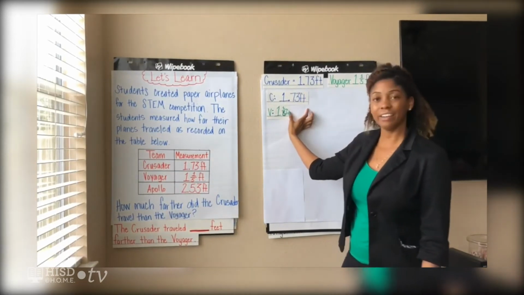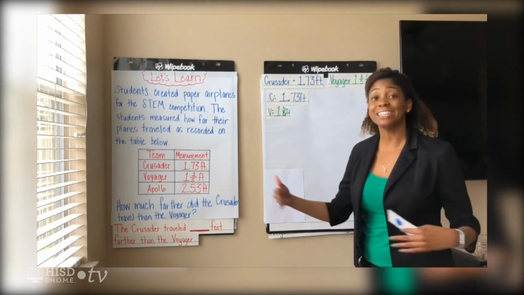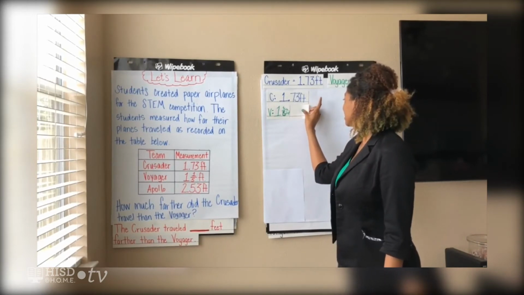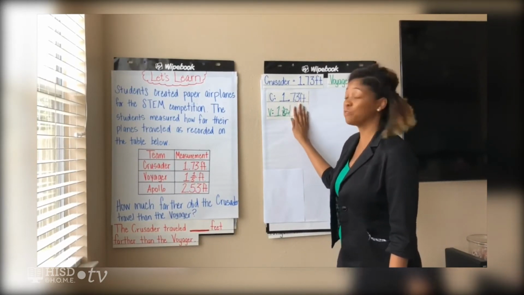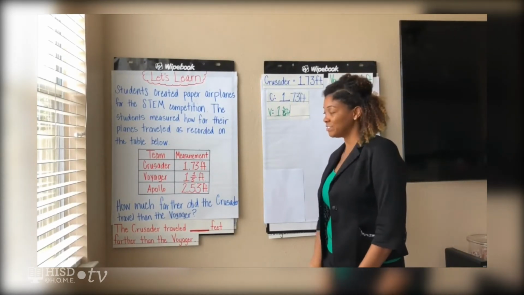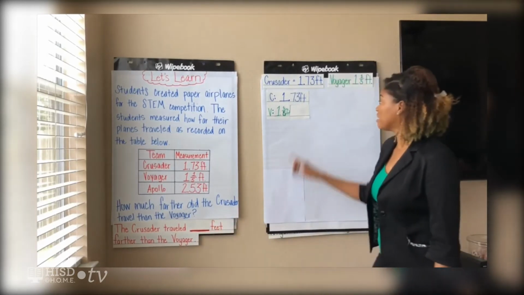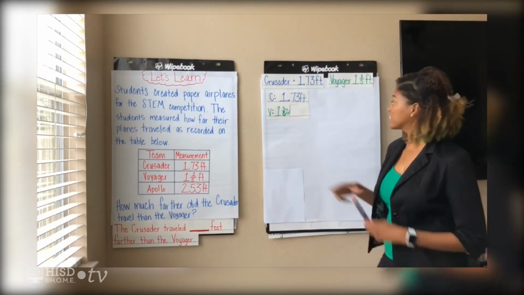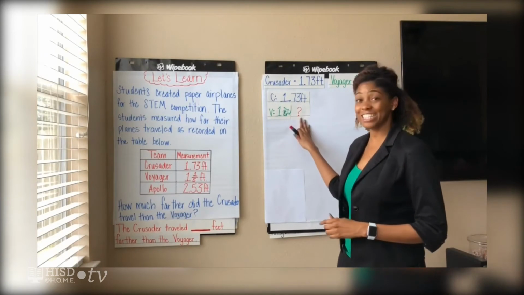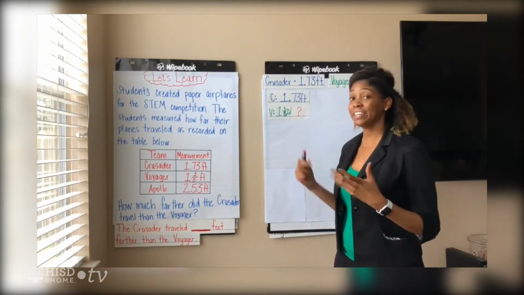But what's this right here? Yes, you are correct. This is what we call the difference. So this is our distance, the difference in our distance. This is how much farther the Crusader traveled. So if I look at my question, the Crusader traveled blank feet farther than the Voyager. That means this is representing my distance farther. So that's my question.